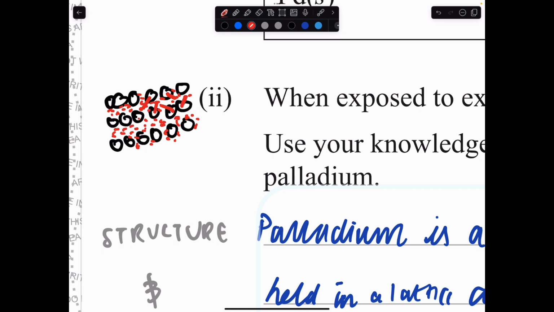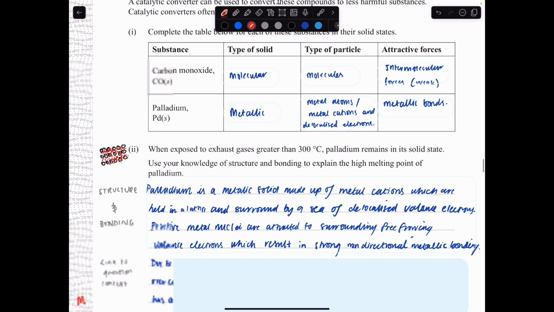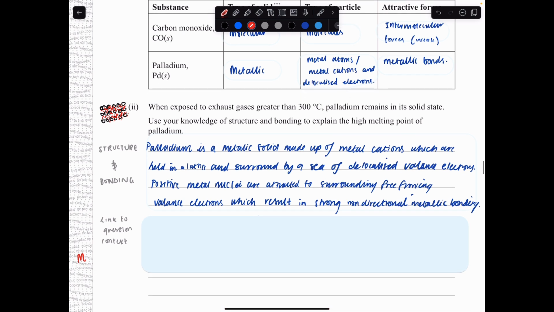So this is why these are non-directional forces, because they're free-flowing, the direction of forces is always changing. And so this explains the structure and the bonding. These non-directional forces are strong. This is a key thing to know.